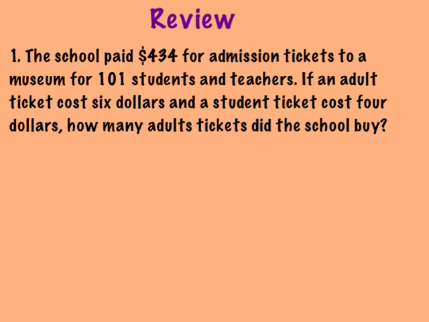This is another question that asks you to make a supposition. The school paid $434 for admission tickets to a museum for 101 students and teachers. If an adult ticket cost $6 and a student ticket cost $4, how many adult tickets did the school buy? So make an assumption, answer this, pause the video here and finish that question, and when you come back, I'll send you on to the final activity.